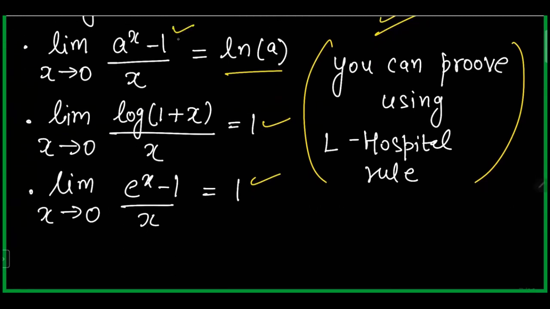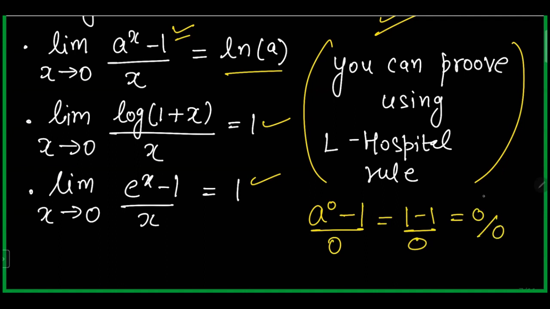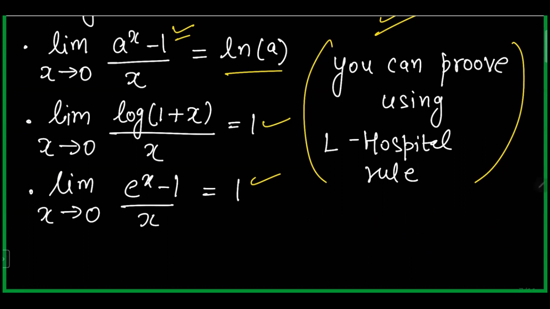So in the first problem, let's first of all check whether we are getting something crazy. Just put 0. So a raised to power 0 minus 1, by 0. A raised to power 0 is 1, minus 1, by 0, which is 0 by 0. So definitely we are getting 0 by 0, which is something crazy. So once we get 0 by 0, we can use L'Hospital's rule. So now let's use L'Hospital's rule.